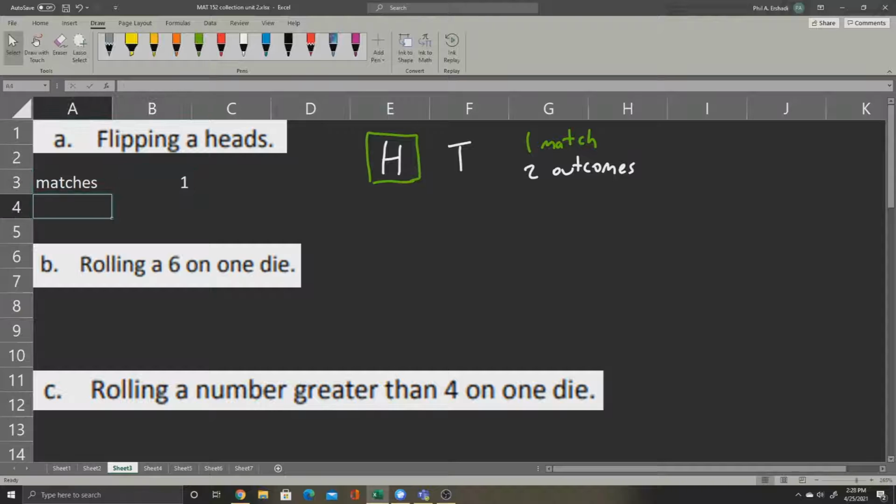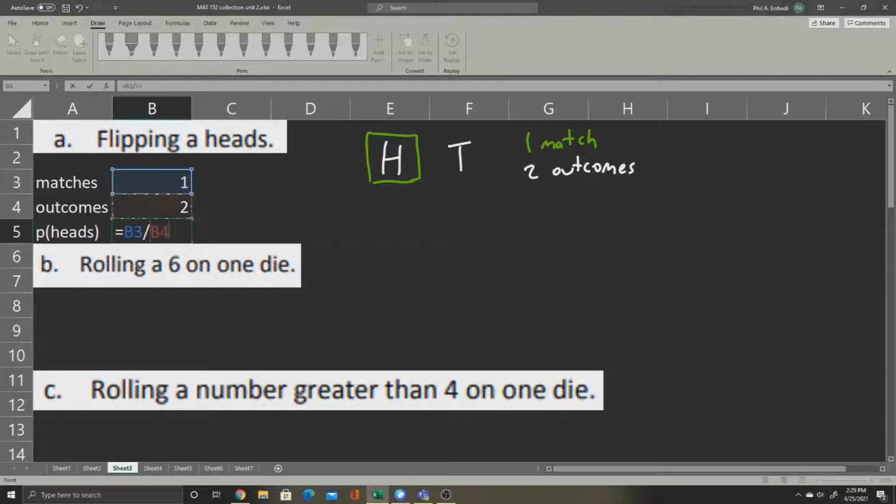There's one match. And now we'll list the total number of outcomes. There are two possible outcomes. So to find the probability of landing a heads, we say equals the number of matches to the condition divided by the number of outcomes. When we press enter, Excel will calculate the probability for us at 0.5.